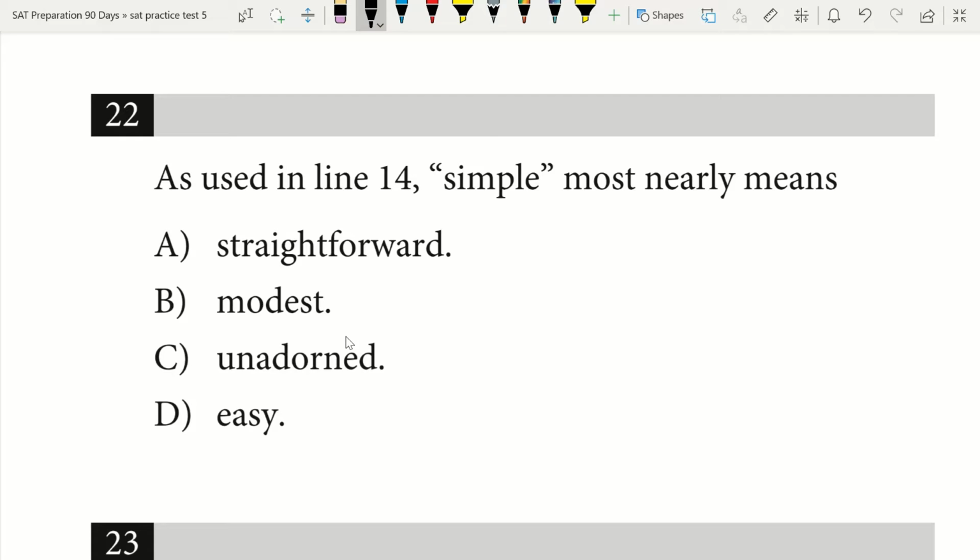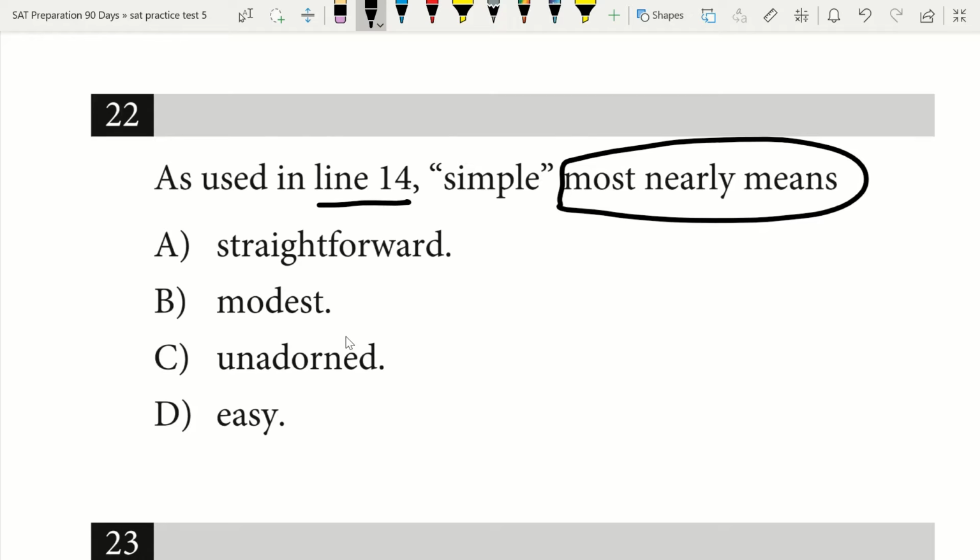Today I have an SAT reading tip for you that deals with words in context questions. Words in context questions are pretty easy to tell because they end in "most nearly means." They're going to direct you to some line in the passage, in this case line 14. They're going to ask you about a word and ask you what it most nearly means.